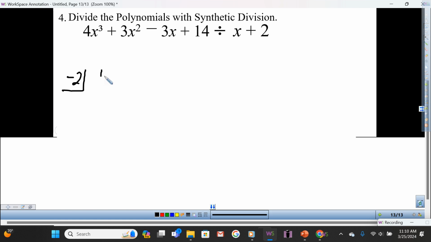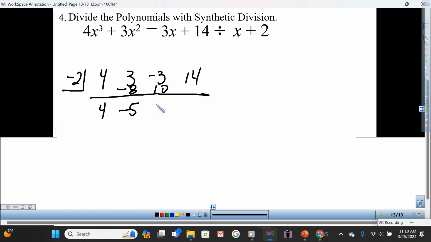So I'm going to use 4, 3, negative 3, and 14. Bring down the 4. Here we go. Negative 2 times 4 is negative 8. Combine, that's negative 5. Negative 2 times negative 5 is 10. Combine, that's 7. Negative 2 times 7 is negative 14. And we're left with 0 for remainder.